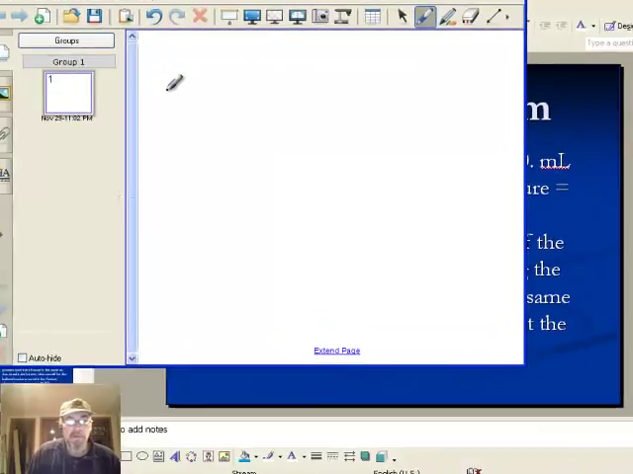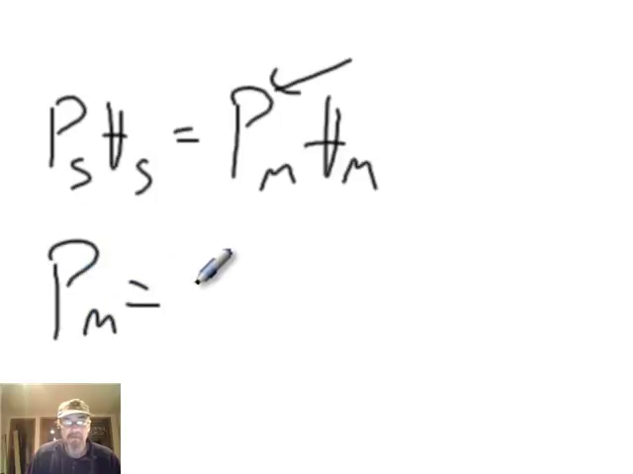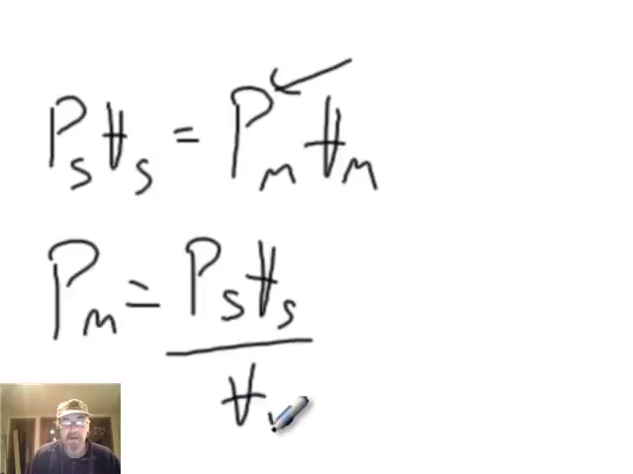Well, let's set this up this way. Let's say pressure at sea level times volume at sea level is equal to pressure on the mountain times volume on the mountain. And then what we're trying to find here is the pressure on the mountain. That's what we're trying to find. So we'll solve for that. So pressure on the mountain is equal to pressure at sea level times volume at sea level divided by volume on the mountain. And then we'll plug in our data that's given to us.